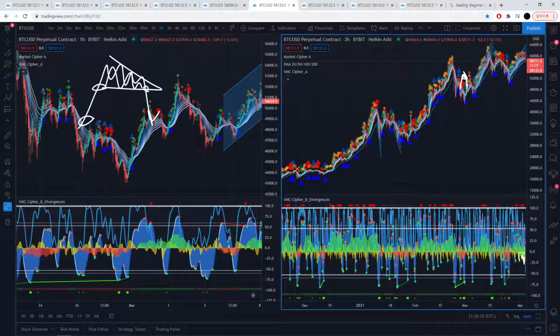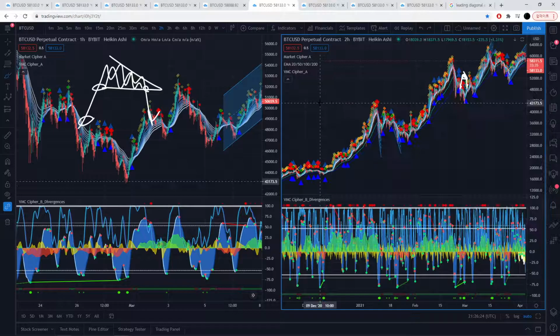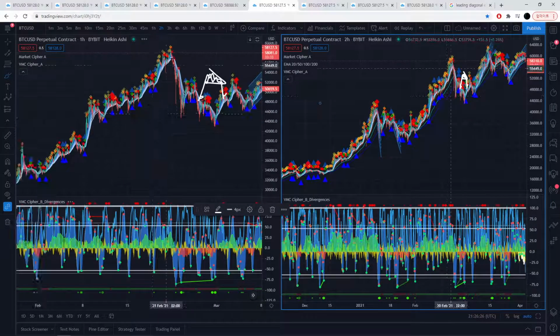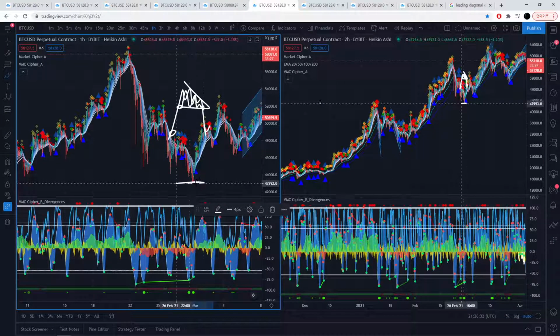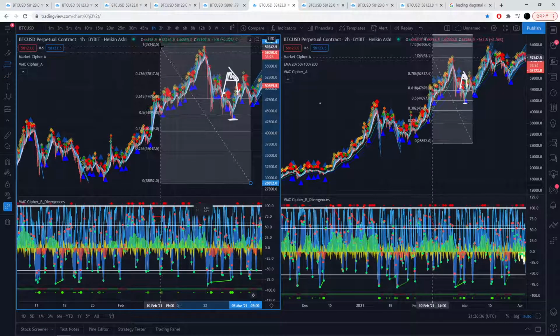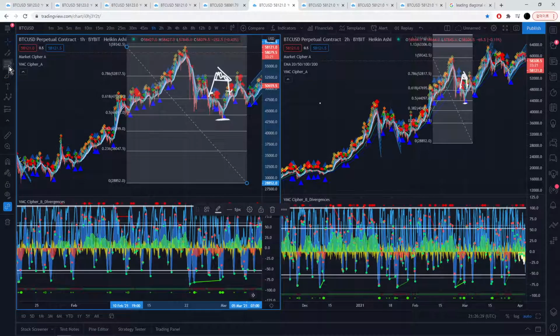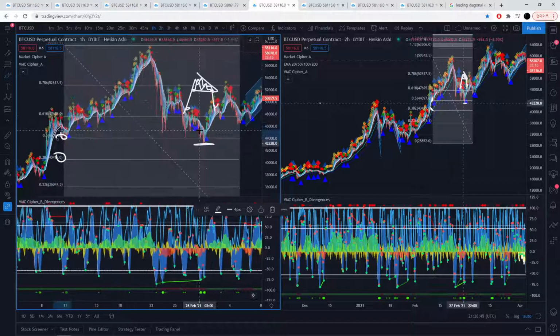Okay, what else? Okay, leading diagonal and impulse from the bottom. Okay, so once you realize that you have an ABC, okay, so that's the ABC, and then you see that, okay, that's the bottom. And how do you know that? You take Fibonacci as well. Normally, it would hit a certain area. Normally, you would have a correction to 0.5 or 0.382, and then it would go up.